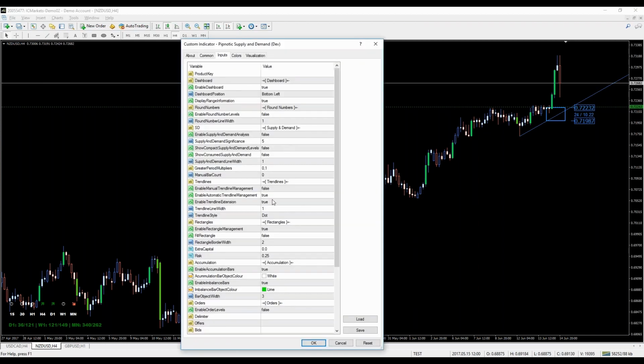Okay, so let's have a look a little bit further down. We have this one here, which is enable trendline management. This tells the indicator to look for rectangles that you draw on the chart manually and grab a hold of them and change their appearance. So add a color and add a few labels to them. So if I set that to true, I'm just going to have a quick look at the other settings before we press OK.